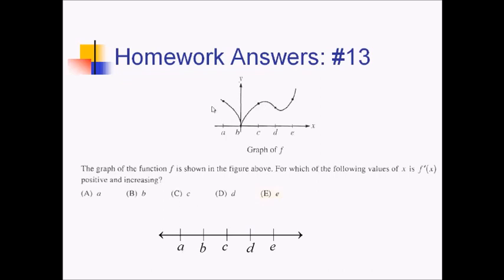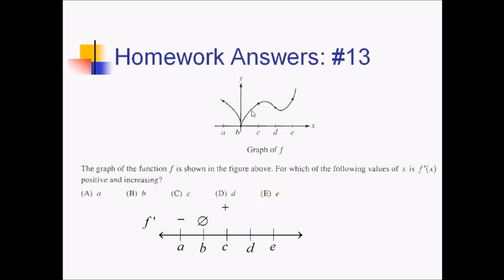So at A, the original graph is decreasing, so we have a negative derivative there. So that already eliminates choice A. At B, we have a cusp on the original. That means the derivative is undefined. For C, we're definitely increasing the original function, so we have a positive slope there, so that's good.